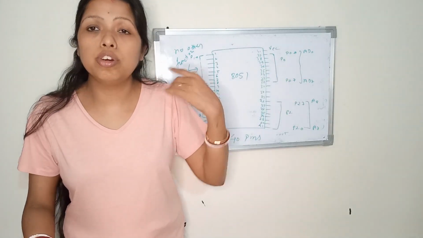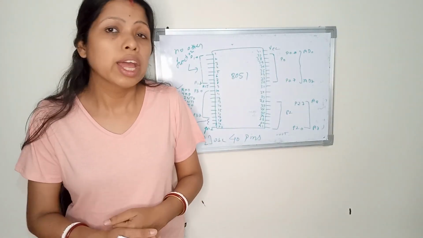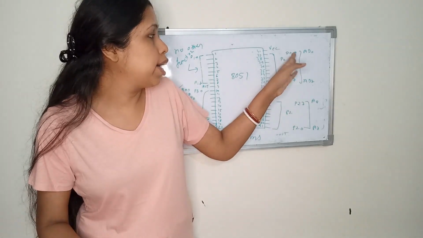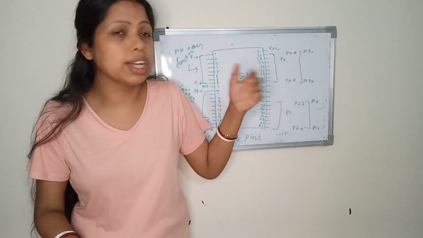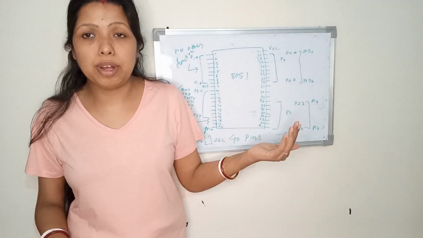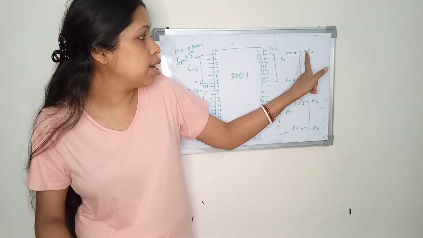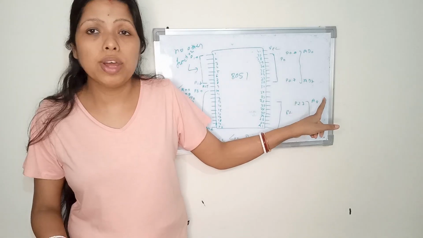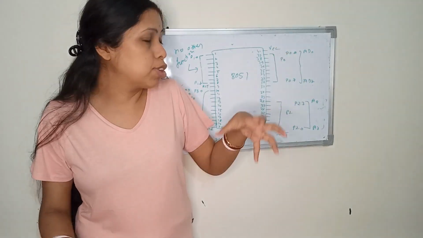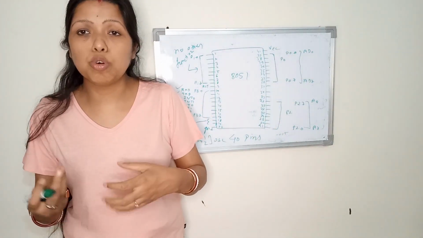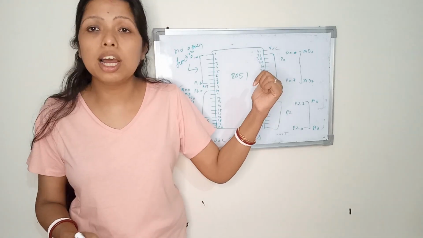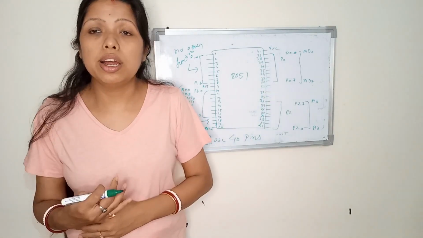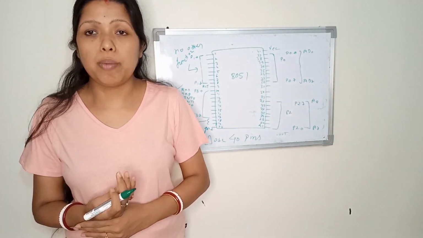Along with, in order to reduce the pin configuration, port 0 is linked with the 8-bit data bus. You can see here I have written AD0 to AD7. So data bus and address bus are both multiplexed inside port 0, due to the reduction of the pin number.